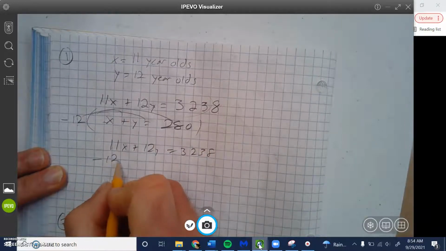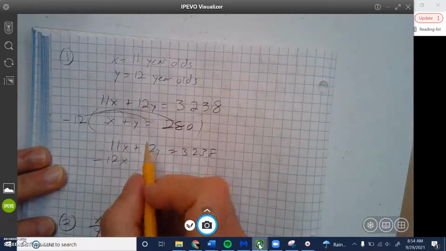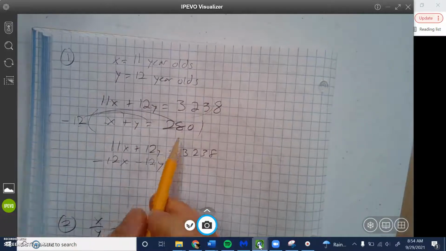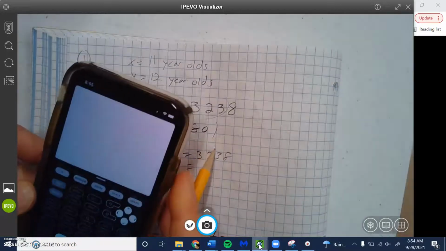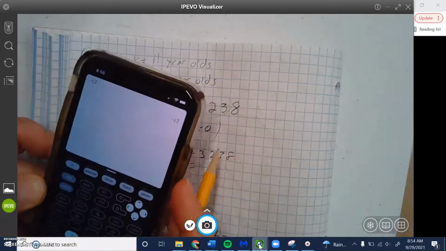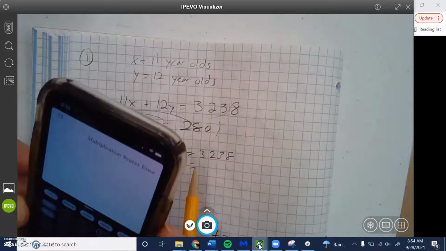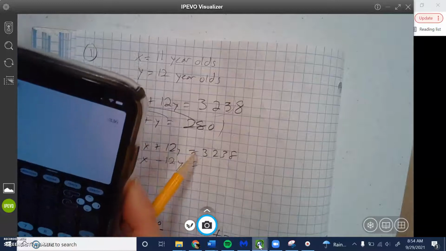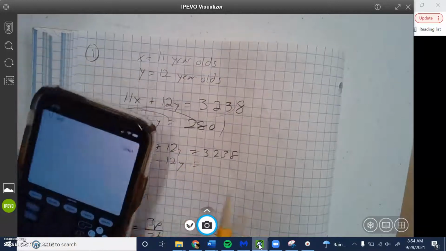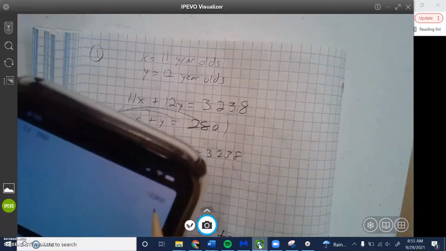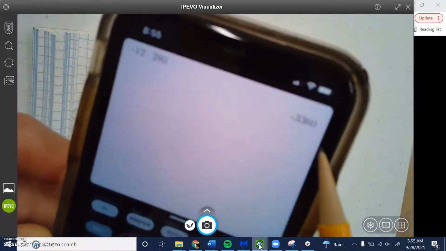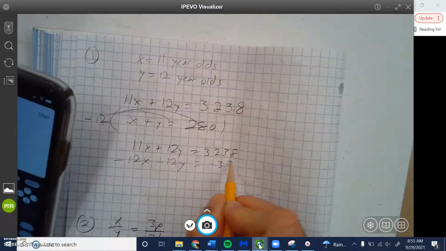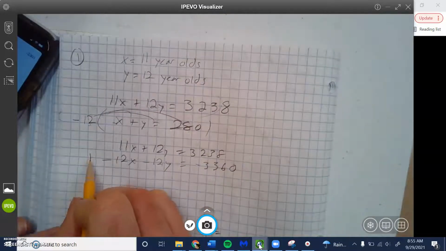Negative 12 times X is negative 12X. This is minus 12Y, and here's our magic pair. And negative 12 times 280. You may want to get your calculator out. I've calculated 12 times 280. Boom, negative 3,360. There you go. Sorry, it's a little blurry. Negative 3,360. Boom.